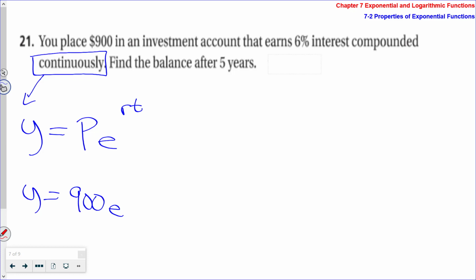6%. Which is 0.6? Oh, the interest. 0.6 is not 6%. It's 0.06.